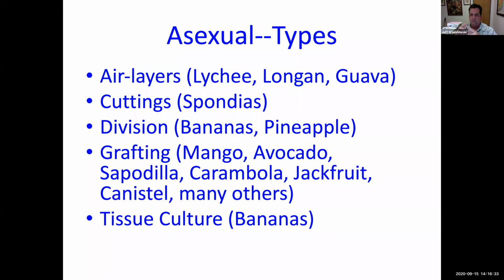Grafting, you're going to do mango, avocado, sapodilla, carambola, jackfruit, canistel, many others are done using grafting, including mamey. And tissue culture, a lot of people buy tissue culture grown bananas.